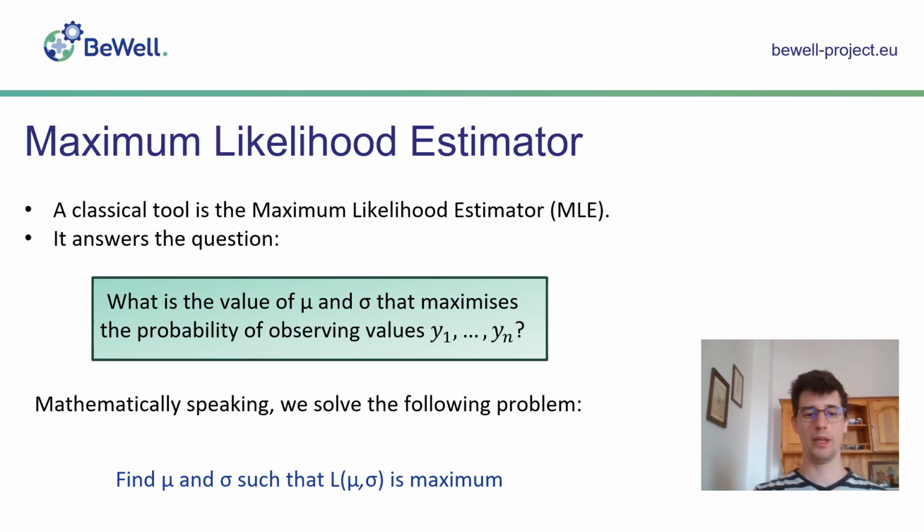The inference problem in classical parametric statistics is solved using the maximum likelihood estimator, usually denoted by MLE. The idea is to find a numerical answer to the following question. What is the value of mu and sigma that maximizes the probability of observing values y_1 up to y_n? In mathematical terms, the problem is equivalent to finding a value for mu and sigma such that the previously defined likelihood function achieves its maximum value.